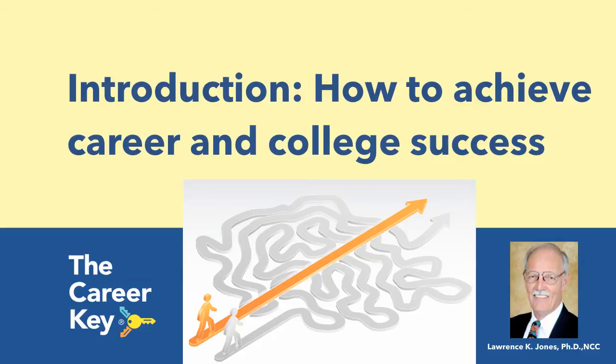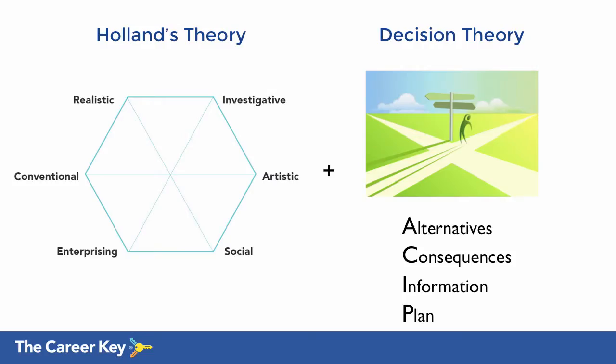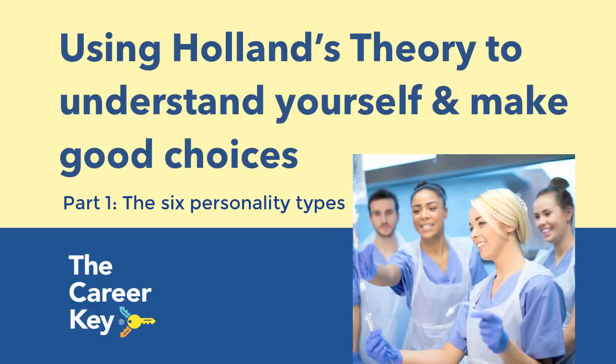The previous video gave you an overview of this video series. It briefly described how you can use two respected theories to achieve career and college success. Now we'll focus on one of these, John Holland's theory. This video is part 1 of 5 on Holland's theory, showing you how you can use it to understand yourself and make good decisions.